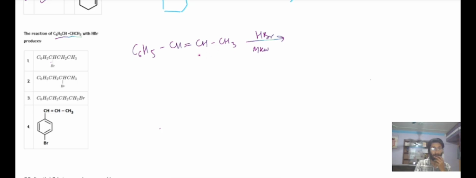So what would be the product? What could be the product of the reaction with HBr? As we see, this is the C6H5, looks like this.